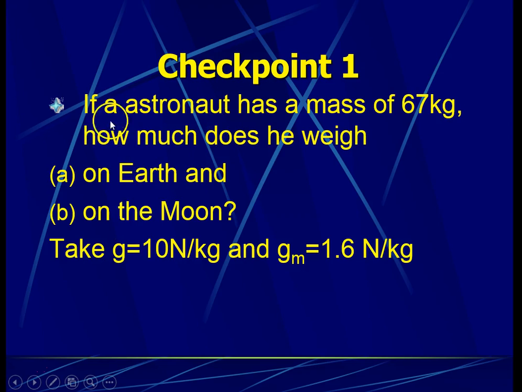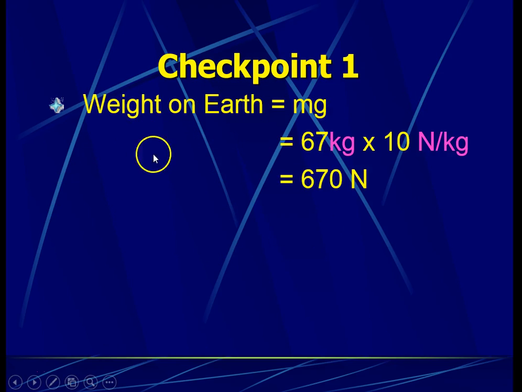If you have this particular problem, whereby the astronaut has a mass of 67 kg and you're asked to find his weight on the Earth and Moon, given that the gravitational field strength on Earth is 10 Newton per kilogram and the gravitational field strength on the Moon is 1.6 Newton per kilogram. Well, it's just a simple maths application. So how do we solve? So let's have a look at the presentation of the calculation.